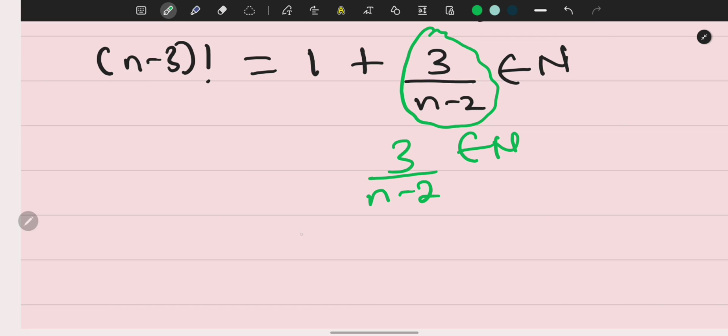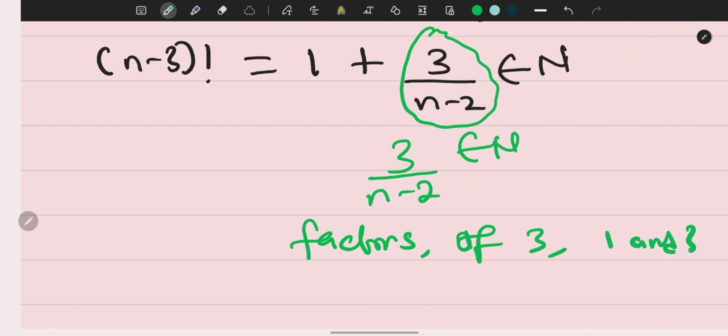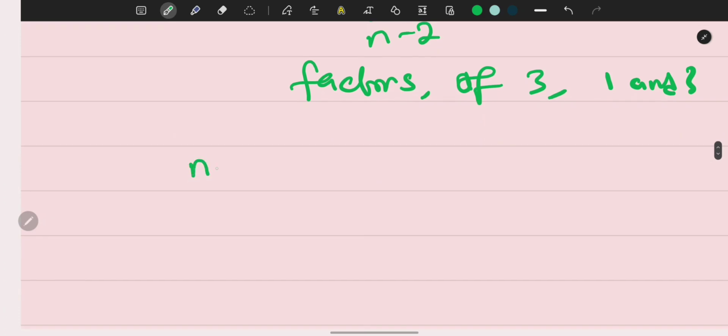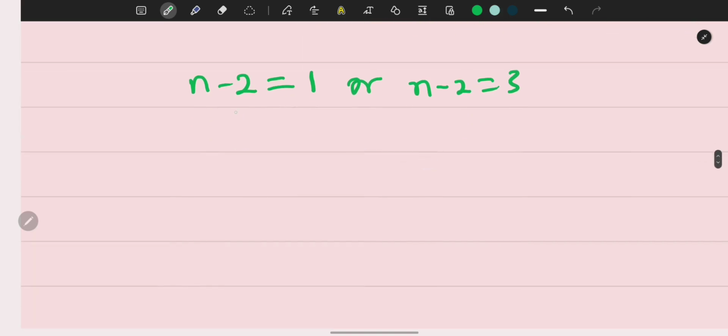So let's write out the factors of 3. We only have two factors for that, which are what? Factors of 3, we have 1 and 3. So these are the two factors of 3 we have. What this means is that n minus 2 is 1 or n minus 2 is 3. So it can be one of these. When n minus 2 equals 1, then we obtain n equals 3, or n equals what? 5. So these are the two values we obtain for n.